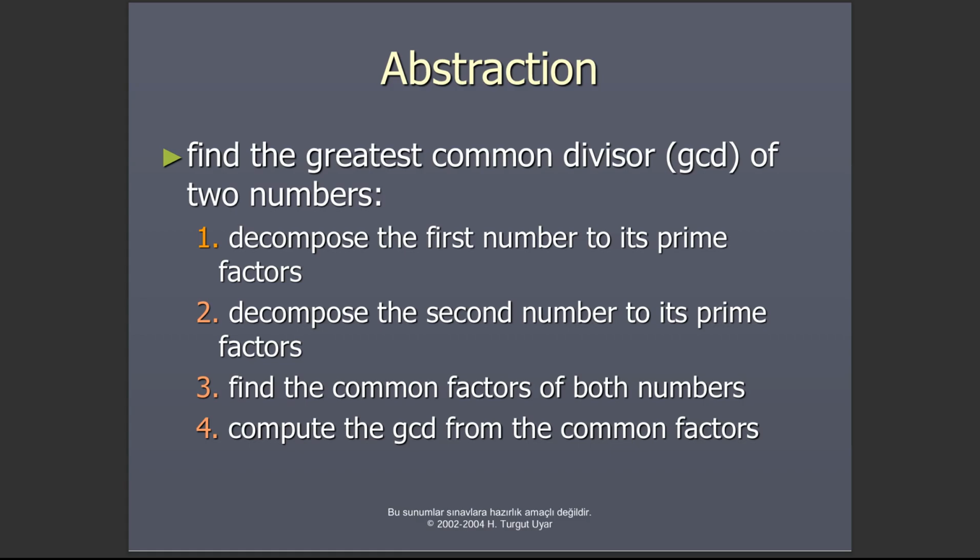GCD algorithm illustration. Let's look at a new example: finding the greatest common divisor, abbreviated GCD, of two numbers. The GCD is the largest number that can divide both numbers evenly. Here is how we can break this problem into steps. First, we find all the prime factors of the first number. Second, we find all the prime factors of the second number. Third, we look for the factors that both numbers share. Finally, we multiply these common factors to get our GCD. Breaking it down like this makes a complex problem much simpler.